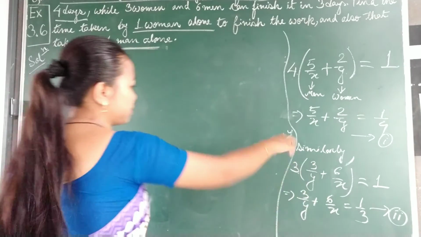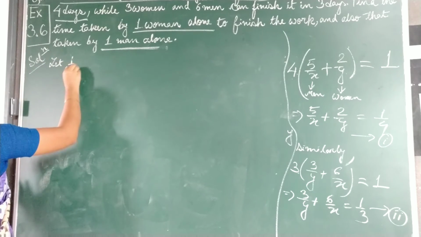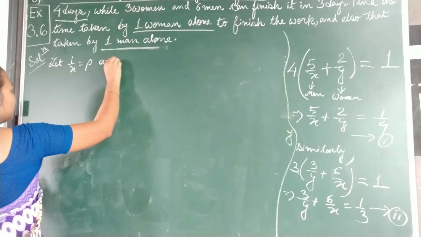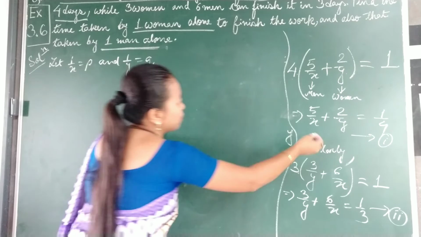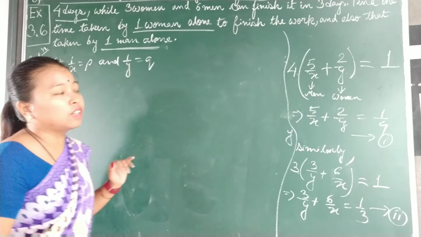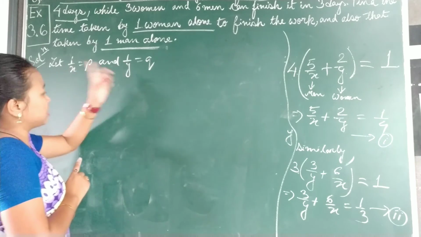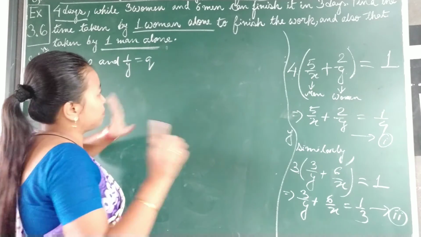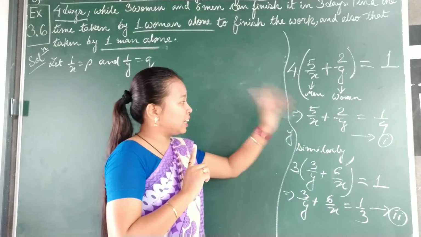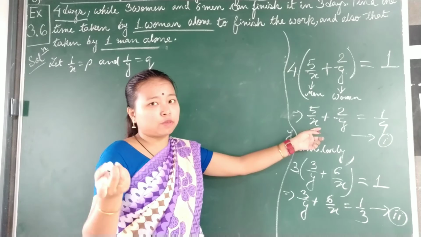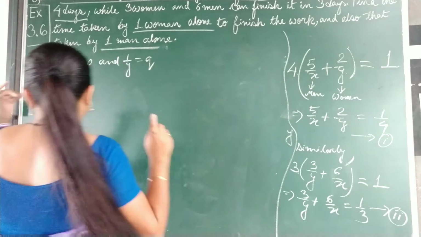Okay, let me solve this part. Let 1 by x equal p and 1 by y equal q. You can take any other variable apart from x and y, because that will avoid confusion. If you take x and y as the same letters, it will mismatch your variables, because it is already given there as let x be the number of days worked by man and y the number of days worked by woman. So take any other variable.